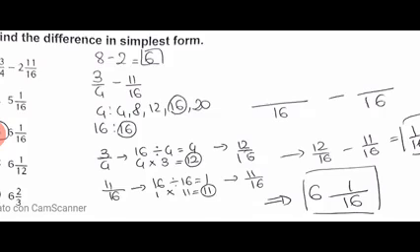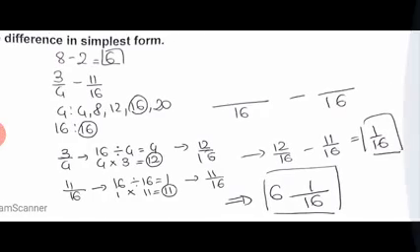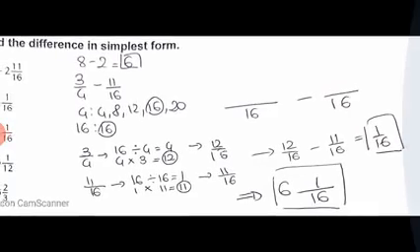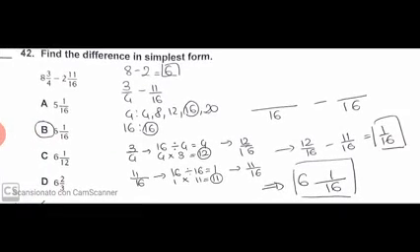So the second fraction remains the same. So we have the difference of 12 over 16 minus 11 over 16. 12 minus 11 is equal to 1. 16 remains the same on the denominator. So we bring the whole number that we found, which is 6, and the fraction that we found, which is 1 over 16. We put one near the other, so it is 6, 1 over 16. So the result is 6, 1 over 16. So the answer is B.